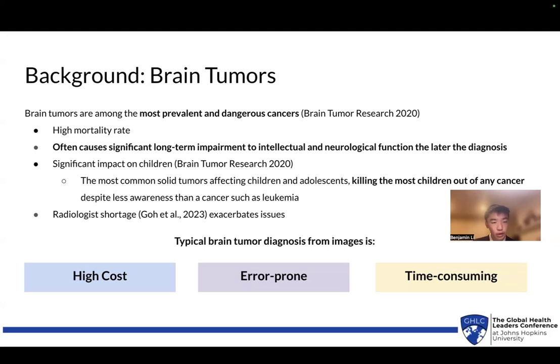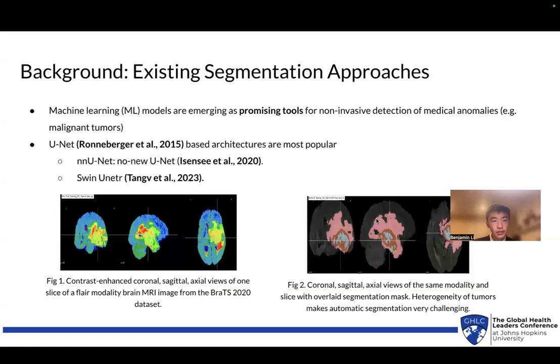And finally, the global radiologist shortage, which is occurring right now, is exacerbating issues. And the reason why the global radiologist shortage is so critical is that the typical brain tumor diagnosis requires meticulous precision and attention to detail, which I will demonstrate in the next slide. And this results in high cost, error prone, and time consuming processes.